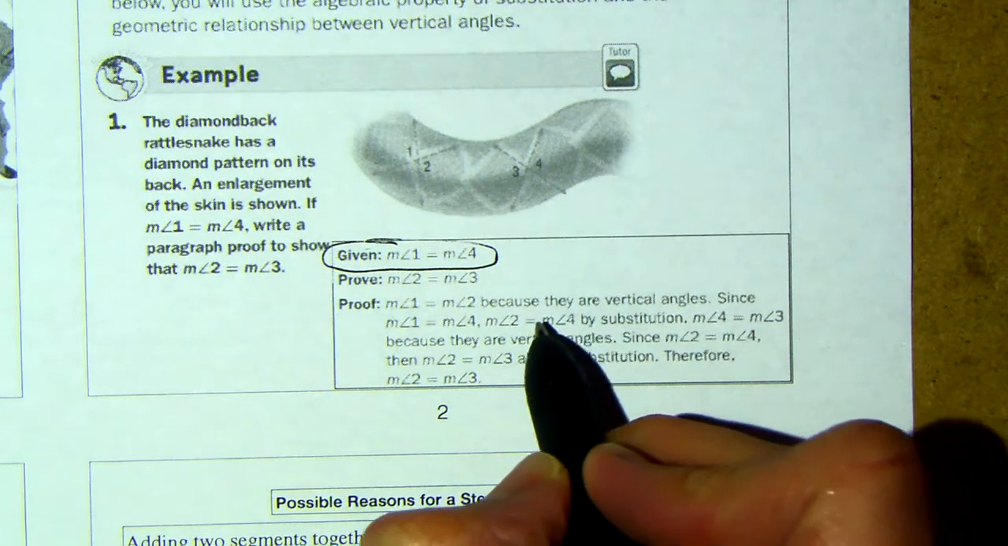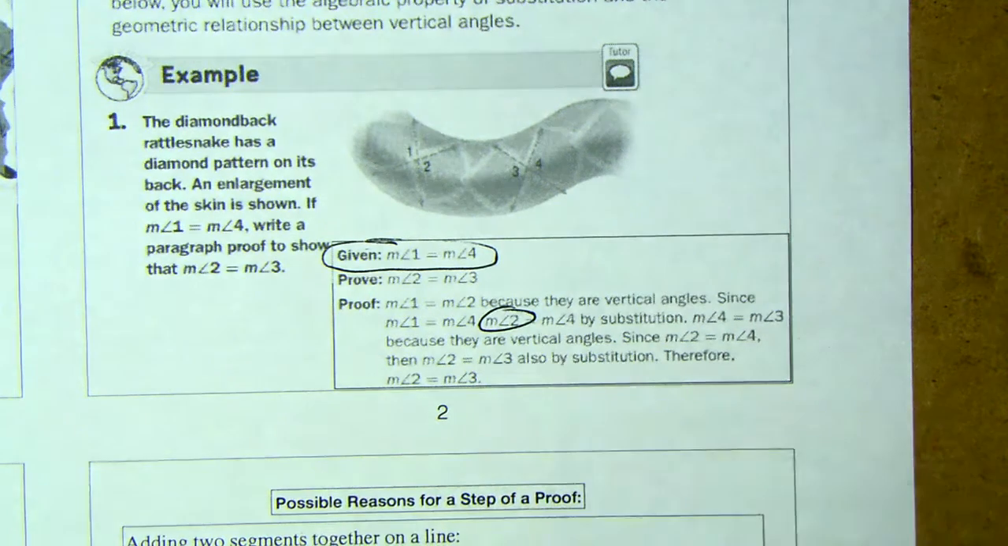They're substituting 1 for 2. They're putting the measure of angle 2 in where the measure of angle 1 is because they're equal. So they use substitution. Then they go on and say the measure of angle 4 equals the measure of angle 3 because they're vertical angles. And since 2 equals 4, then 2 equals 3, also because of substitution. Therefore, angle 2 equals angle 3. And that probably looked like a whole jumbled mess to you guys, right? Okay, so let's, but you kind of get it.